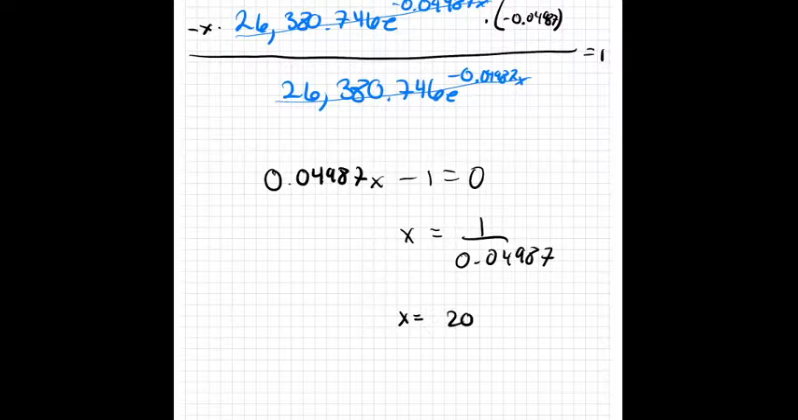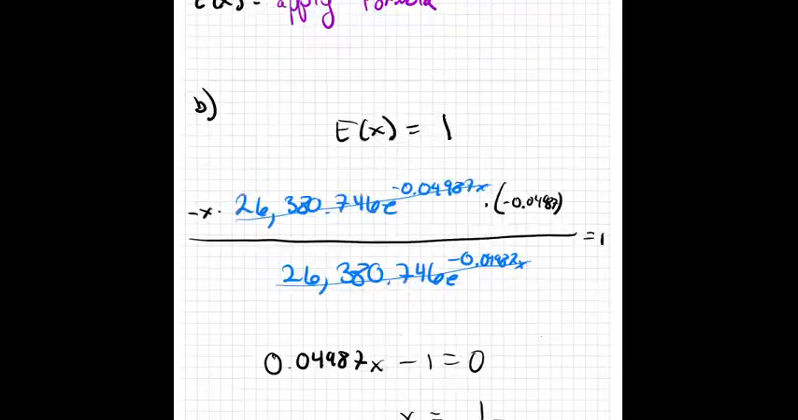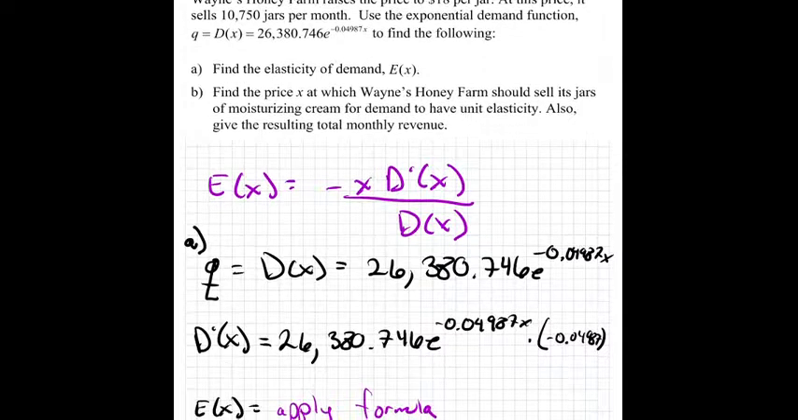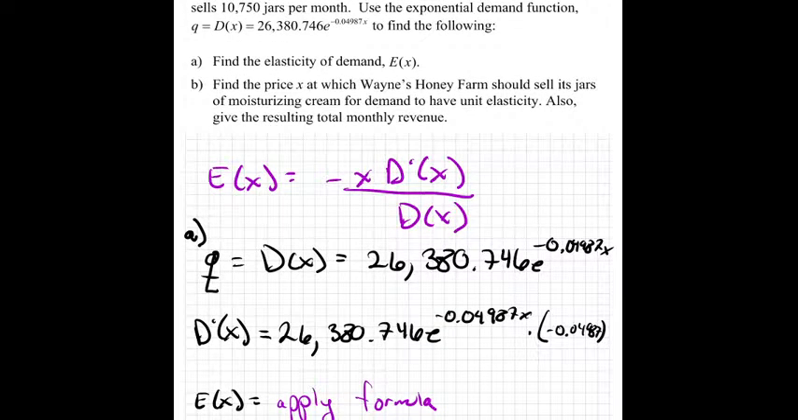0.521, and that's an approximation. What does this mean in the context? Let me see if this is reasonable. Find the price, should sell as jars of moisturizing cream. That makes sense. You can buy moisturizing cream for $20 to have a unit elasticity. Also, give the resulting total monthly revenue.